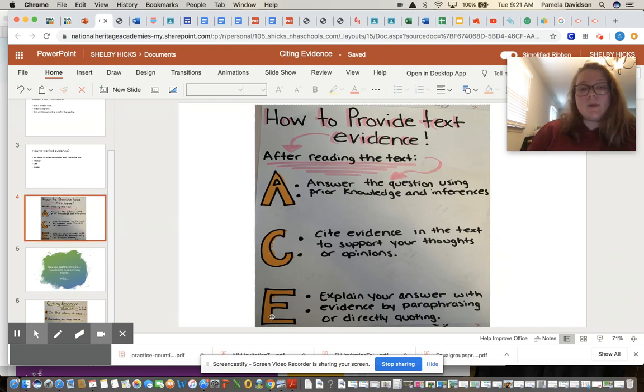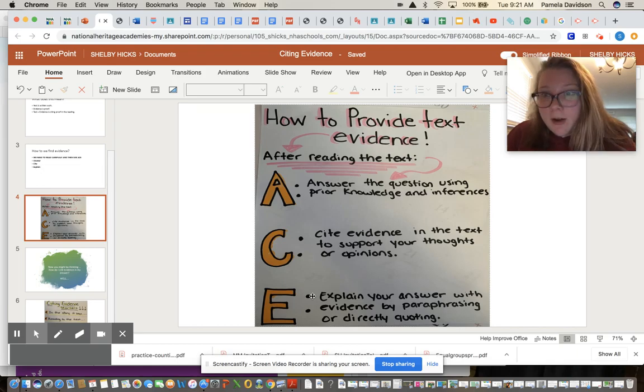Now our last one is E. E stands for explain your answer with evidence by paraphrasing or directly quoting the text. Now, paraphrasing means you're rewording what the text says, right? We don't look at our story and directly write what our text says. We don't do that. We paraphrase, so we put it into our own words.